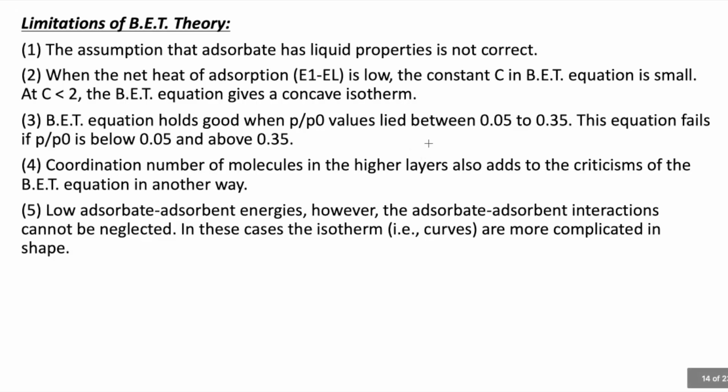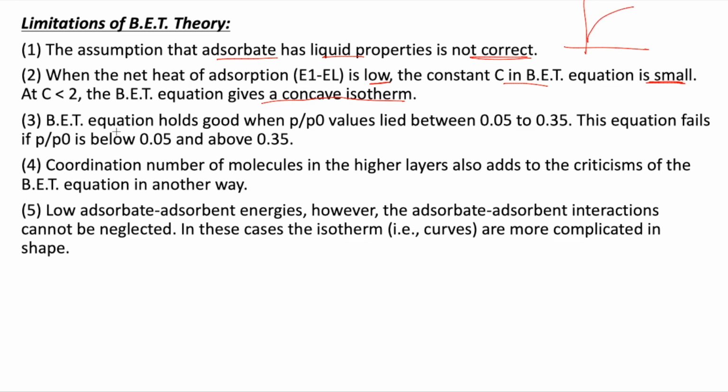Let's at the end talk about some of the limitations of BET theorem. So the assumption that the adsorbate has liquid properties is not correct. The adsorbate can have any property, so that assumption was not correct. Second point: when the net heat of adsorption, that is E1 minus EL, is low, the constant C in the BET equation is small. At C less than 2, the BET equation gave a concave isotherm. Concave isotherm means it's not going to give you a straight line but a curved line like that.